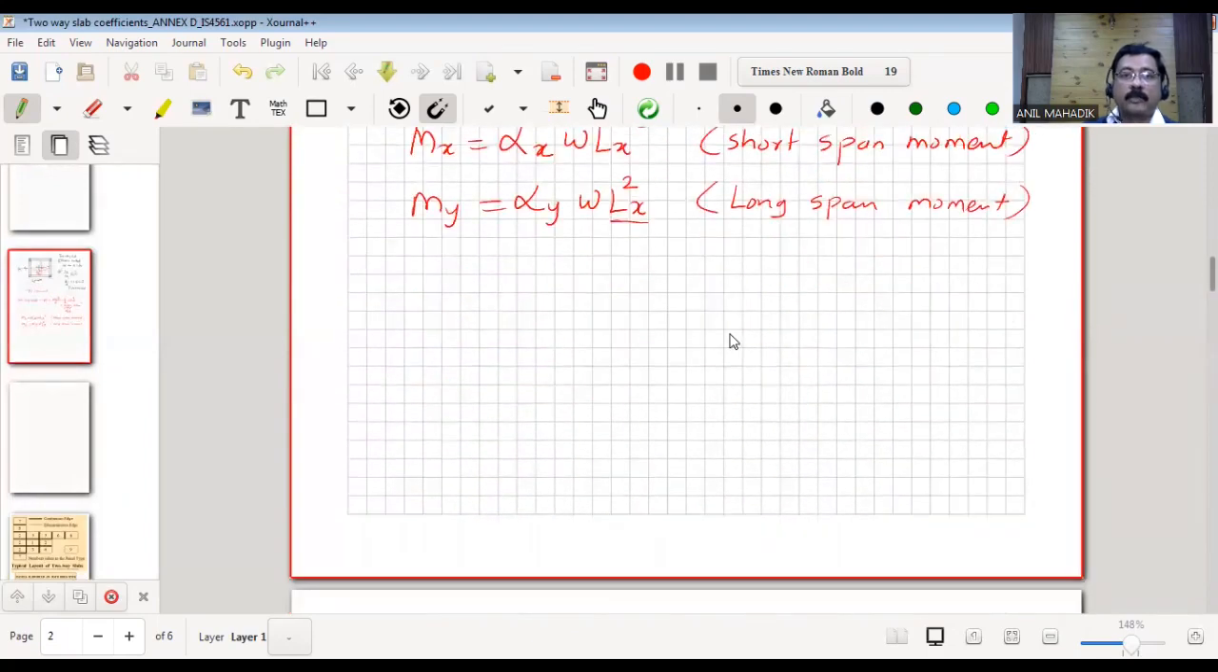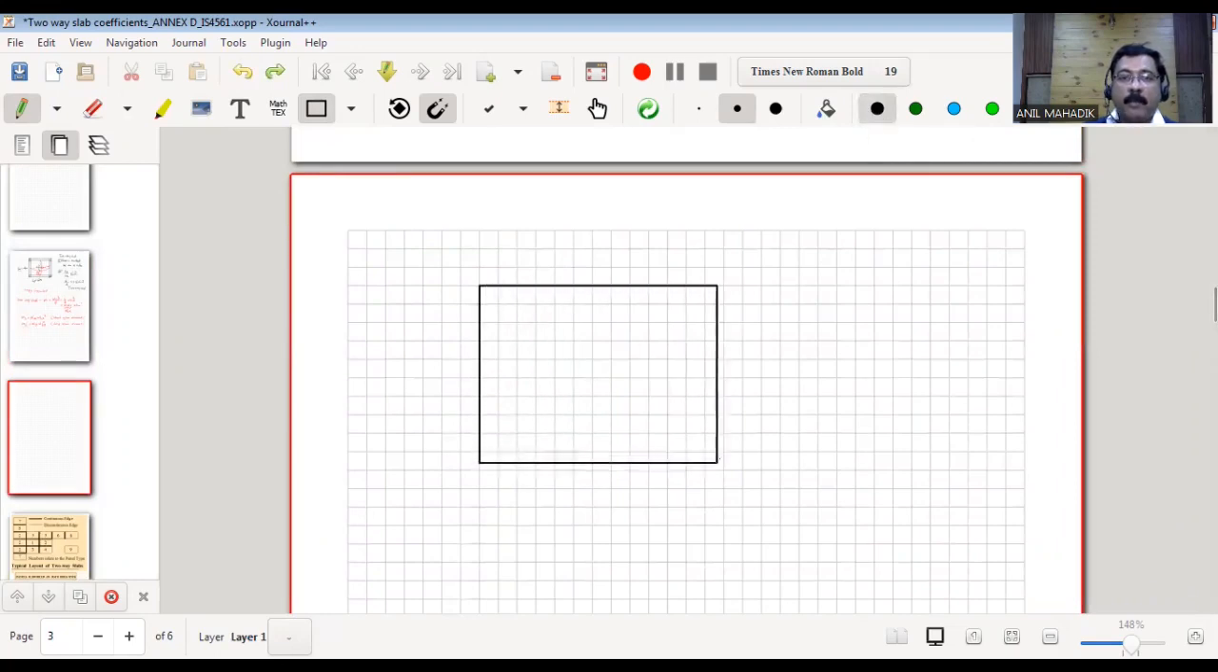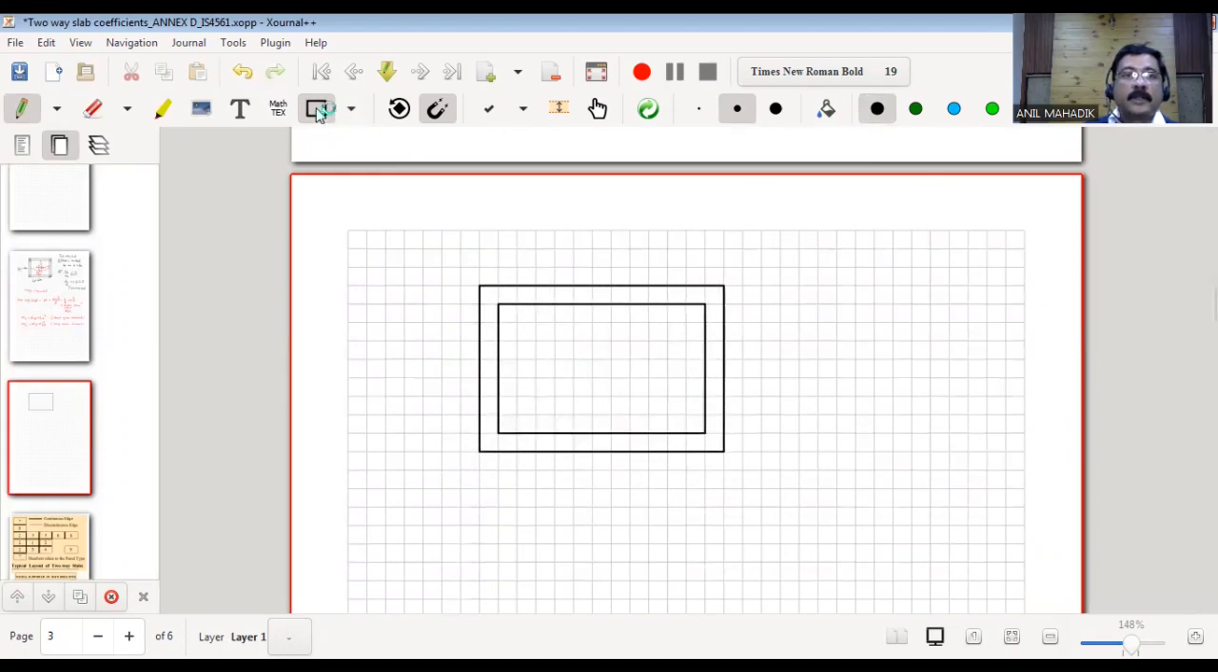So let's assume we have a fixed slab. What is meant by fixed, that we will see. First of all, let's say this is a slab supported on the four sides. Assume the dimensions are the same. This is 4 meter, this is 6 meter. But now in this case, I am assuming this as a fixed support. So these are fixed in all directions.